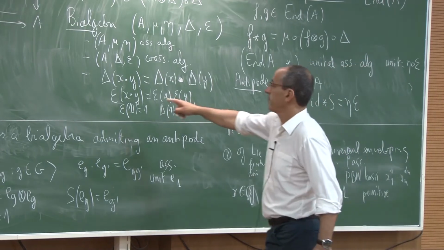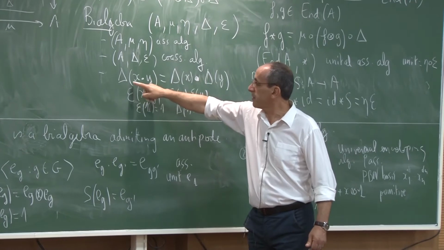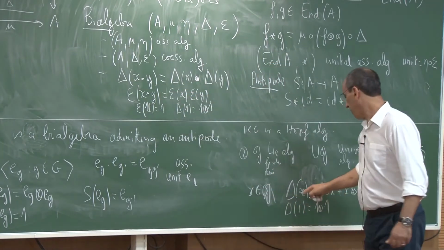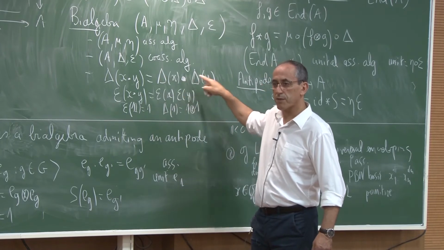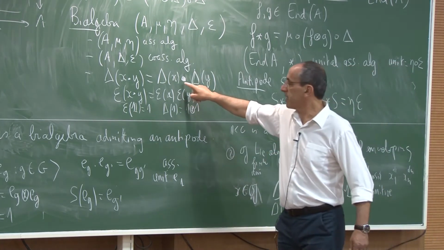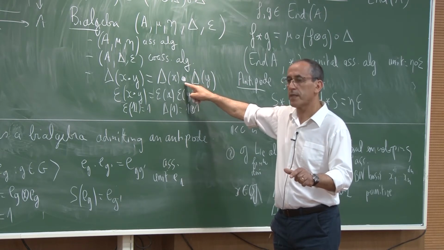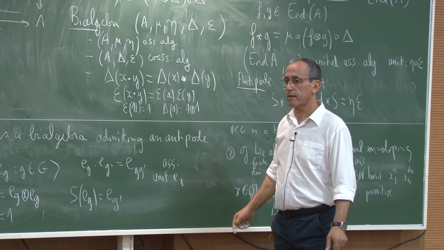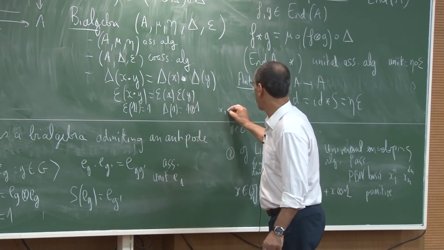If you want delta of x1 x2, then delta of x1 x2 is just delta of x1 times delta of x2. This times is the ordinary product for the tensor product. So we are in the tensor product algebra, and there we are taking the product. If you want, delta of x1 is x1 tensor x1.